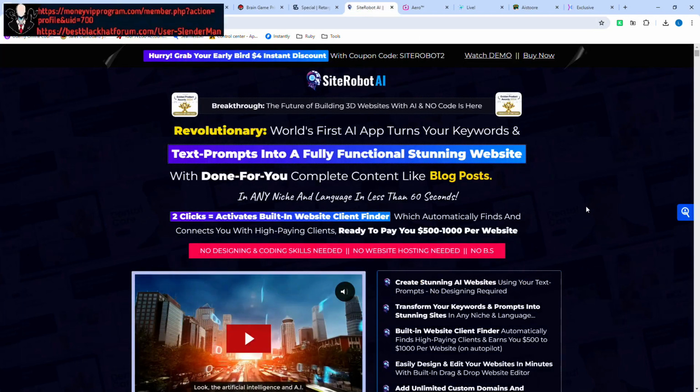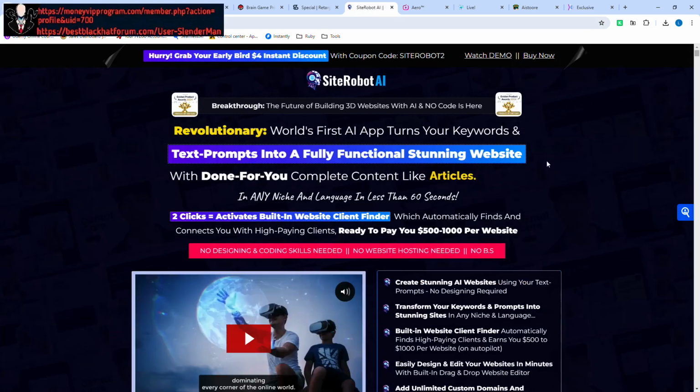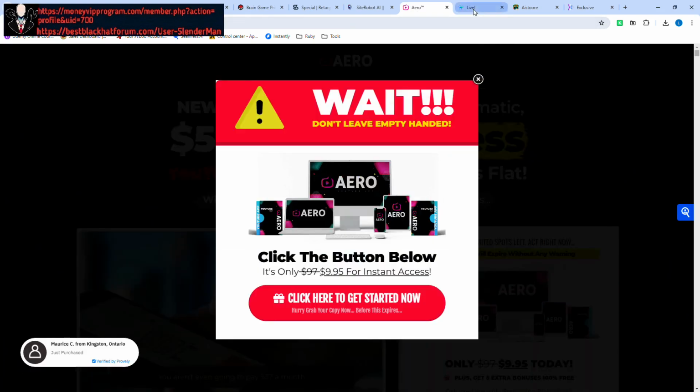Let's see. So let's go. Keep going here. Turn keyword text prompt fully functional starting websites. Okay, another tool. Lots of, you notice a trend, right? AI tools, software, right? AI and tools, AI and software. New AI app, right? Huge. It just doesn't stop.